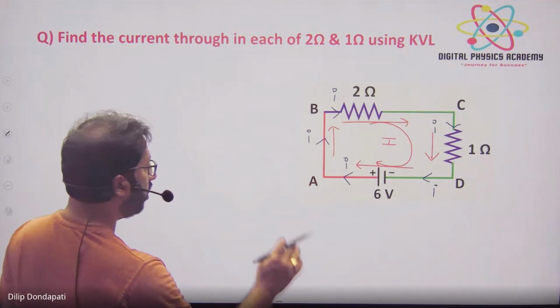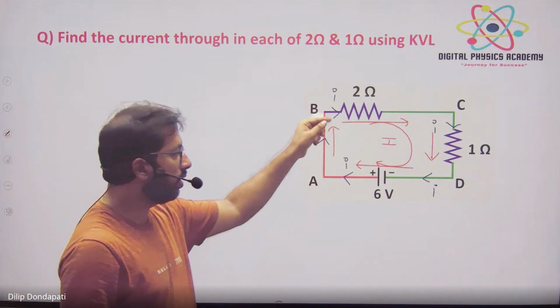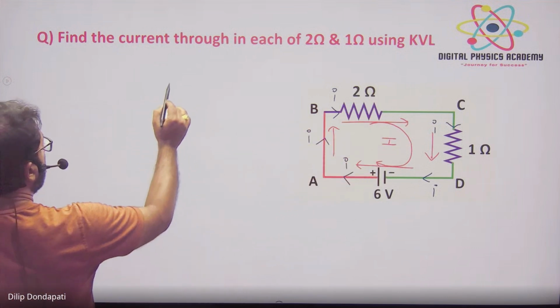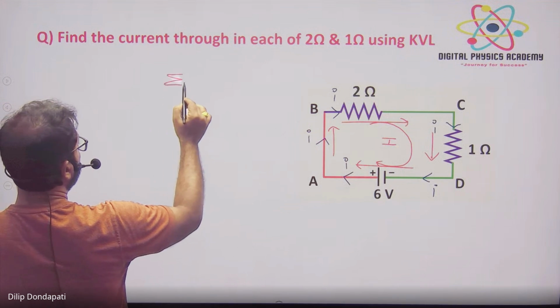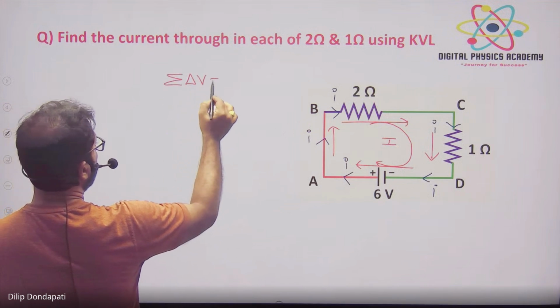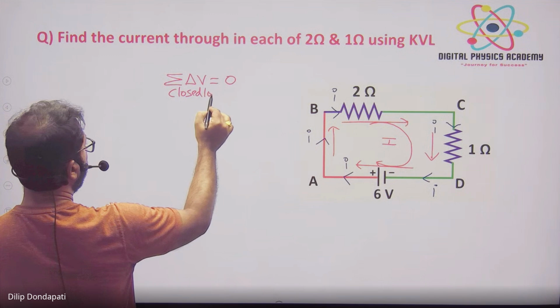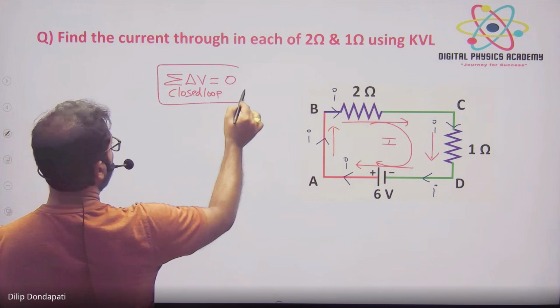Now the third step. So what is the first step? Generate the currents. Second step, understand which direction you have to go. Third step, apply the KVL. What does KVL say? Sigma delta V in a closed loop is 0. This is the statement, right? Closed loop sum is 0. This is KVL.